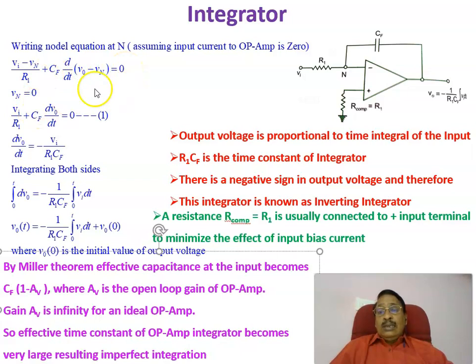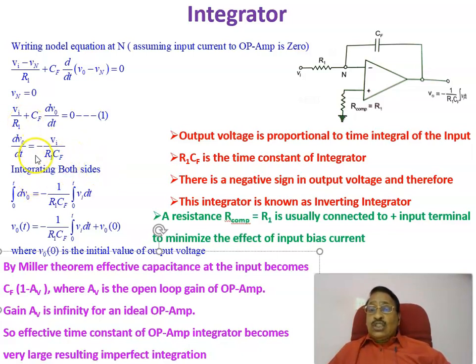Now, expanding this, the voltage at this point Vn equals 0. Substituting Vn equal to 0, we get Vi divided by R1 plus Cf into dV0 by dt equal to 0. That is equation 1. If you rearrange this, we get dV0 by dt, the differentiation of the output voltage with respect to time, equal to minus Vi divided by R1 into Cf.